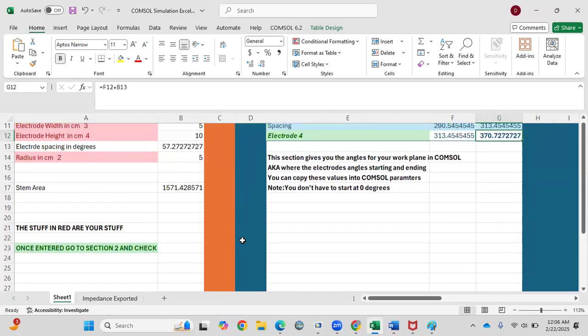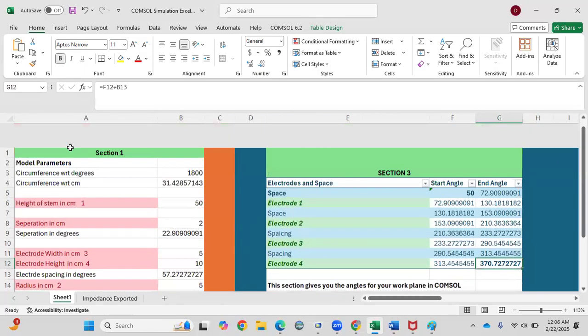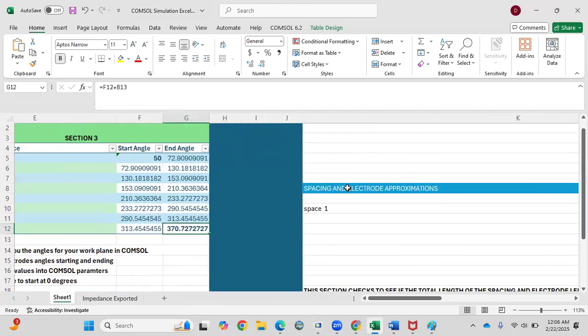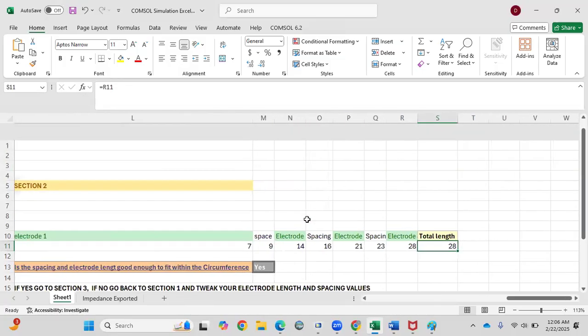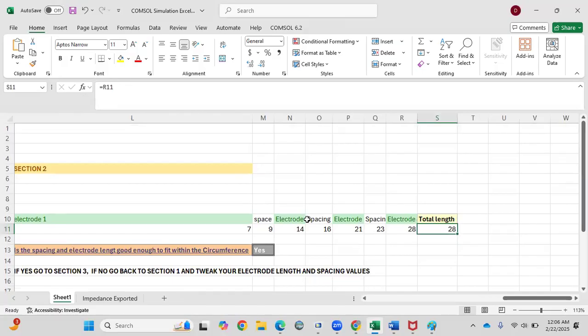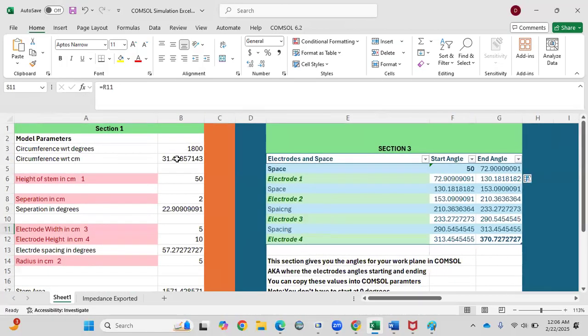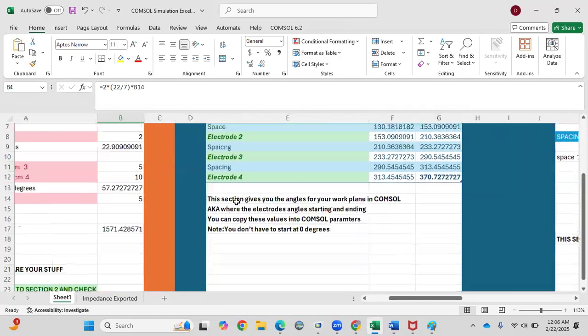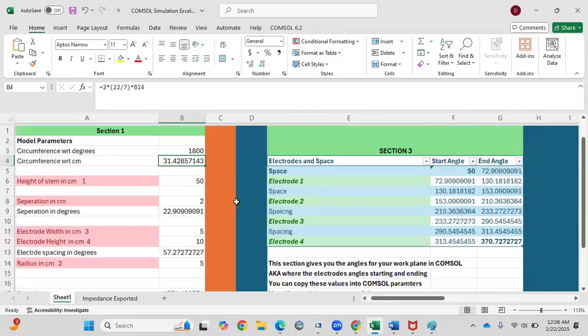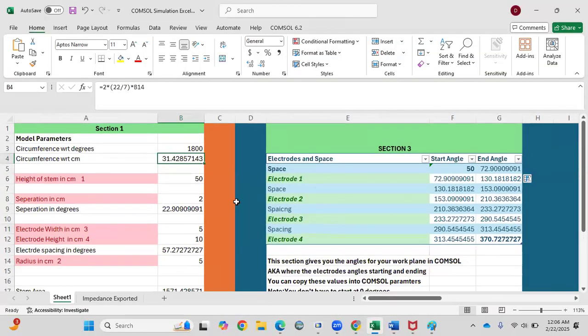So far, you have section 1, your parameters, and section 2, seeing if it fits on your stem. So you want it to not go straight around. This is good enough, 28. So it's actually taking up 28 centimeters of your 31 centimeters of stem. And then here you get the starting and the end points for your electrodes, which now we can actually go into COMSOL and model.